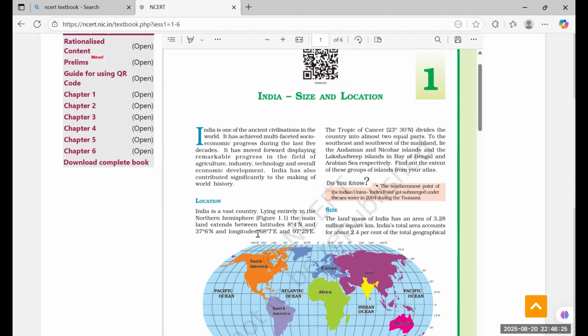To remember further, you can take this as a third point, that the Tropic of Cancer divides the country into almost two equal parts. To the southeast and to the southwest of the mainland, this part can be further bifurcated into points. Towards the southeast lie the Andaman and Nicobar Islands, and towards the southwest lies the Lakshadweep Islands in the Arabian Sea. So mention the seas when you are mentioning the island groups. So here perfectly 5 points can be constructed.